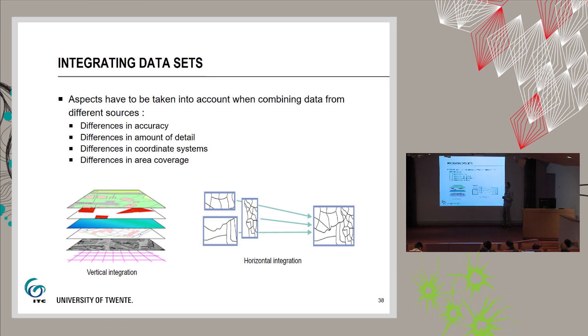We call it horizontal integration. There's some edge merging done. These three are combined together. You have done it in exercise 3, yeah? For the roads, I remember. Friday, yeah? Kind of edge matching, but not really because they were fitting already. Yeah?